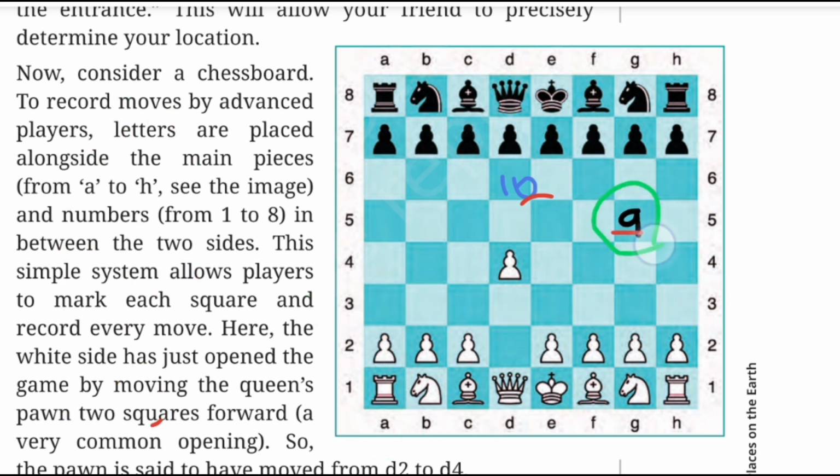So this is the ninth one. Just say go down, this is G, and just say go to the right, this is 5. So it will become G5.